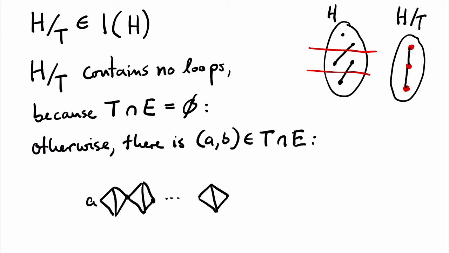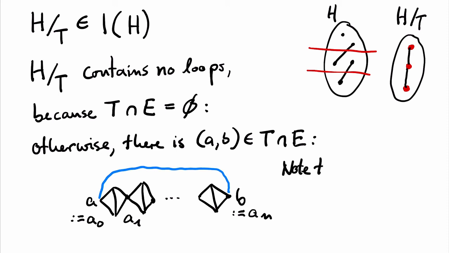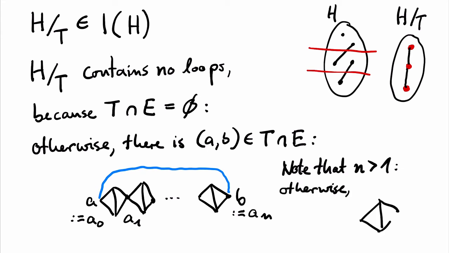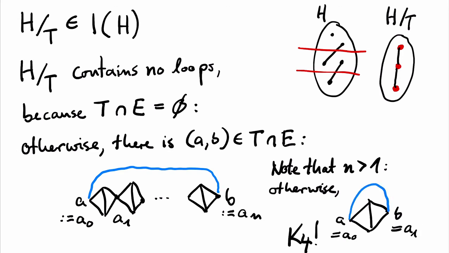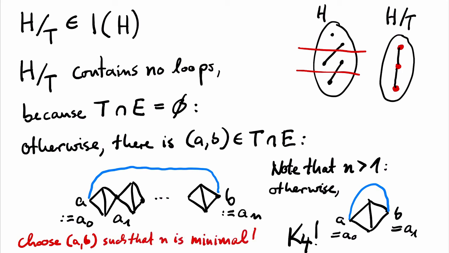Choose A, B in such a way that the length n of the shortest sequence of diamonds leading from A to B is smallest possible. Note that n must be at least 2, because otherwise there would be a K4, which is impossible, as we have seen earlier. Let me stress again that from all pairs A, B in the intersection of T and E, we choose the pair such that n is smallest possible.